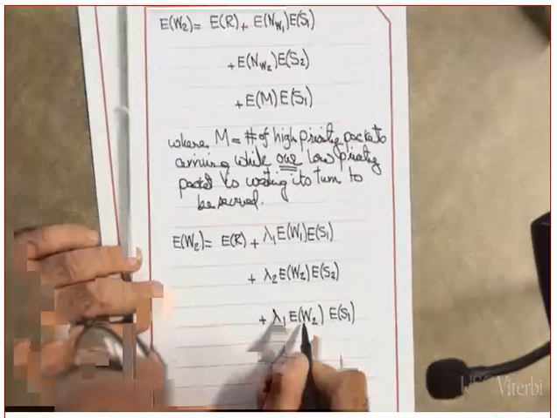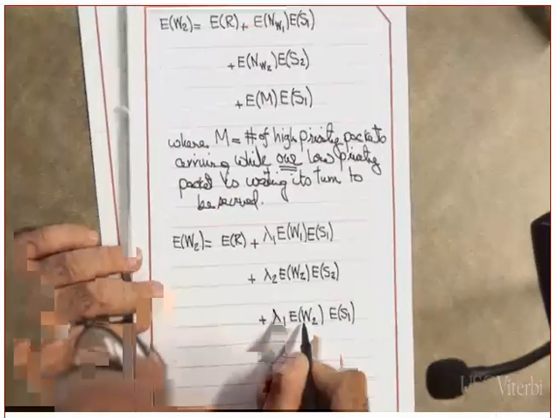Did you get it? Yes or no? Okay, so for example, what is E of W1? E of W1 is E of R divided by 1 minus rho 1, and this other term is just 1, because K minus 1 here is 0. You follow me or not?